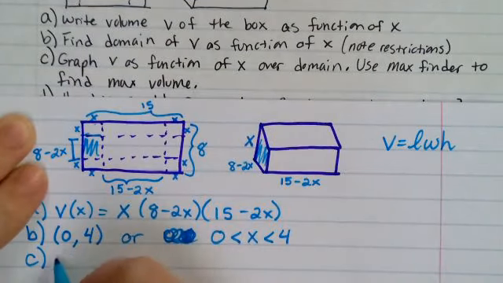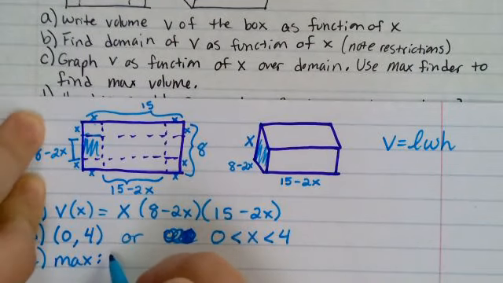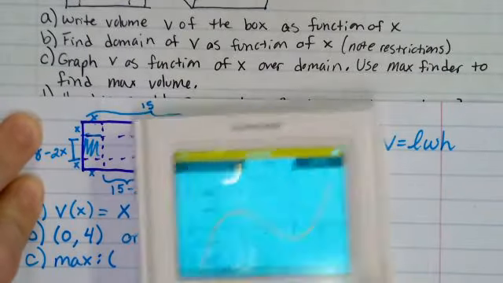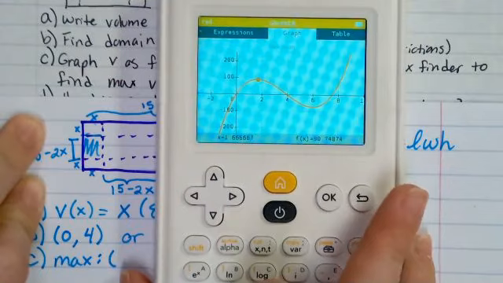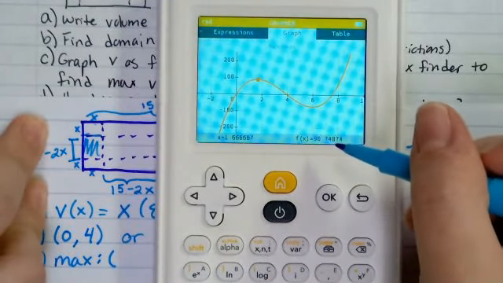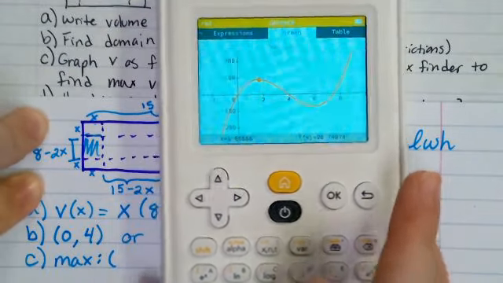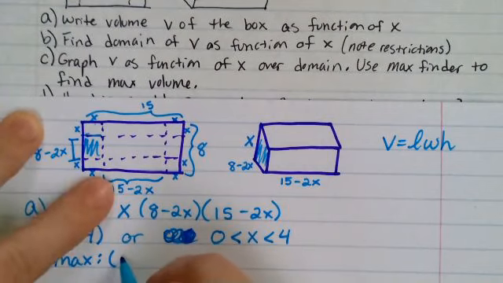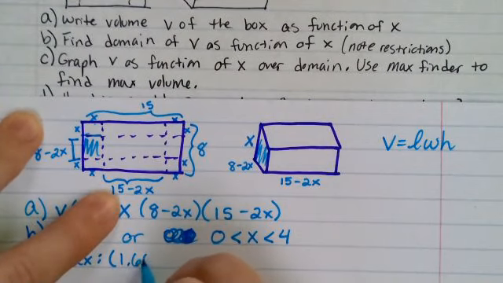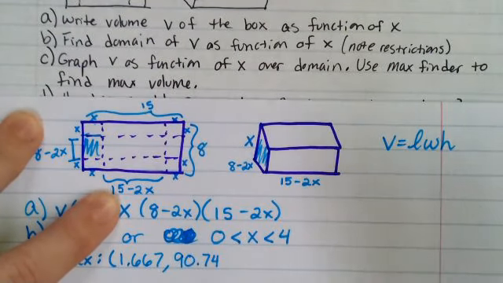Okay, I'm going to write this out. My max finder, it says that I have the x value 1.66 repeating. Okay, then we have my y value is 90.741-ish. Okay, so this is 1.667, 90.74. I think that was 741.